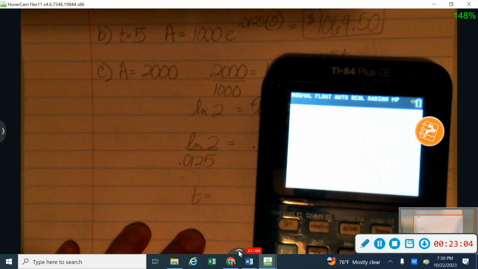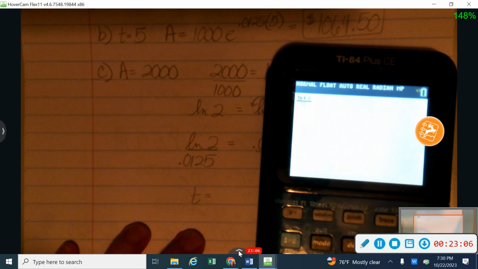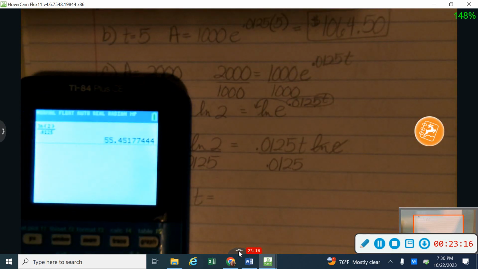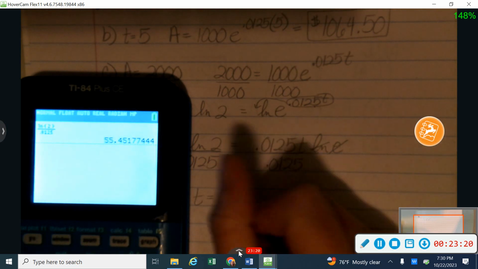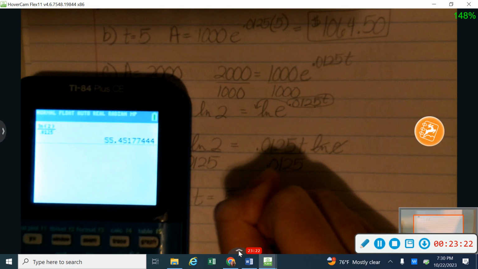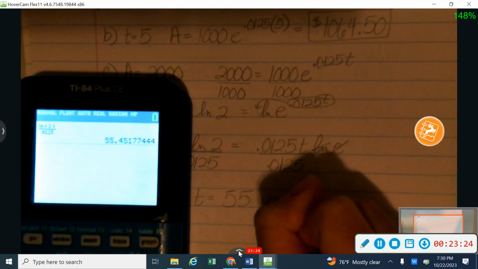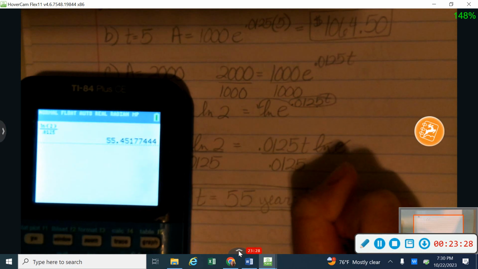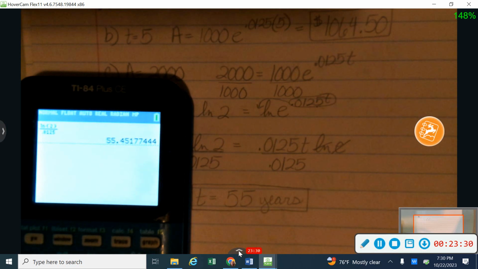I'm going to go in my calculator, I'm going to use alpha F1 number 1 again. If you want to just divide on this one, you can. That's going to be the natural log of 2 divided by 0.0125. And again, it tells me to round to a certain number of years. And so I'm going to say 55 on this one. I'm going to round down since it's a 0.4.